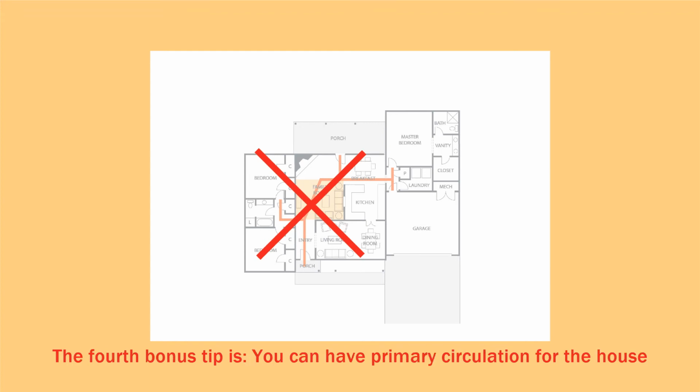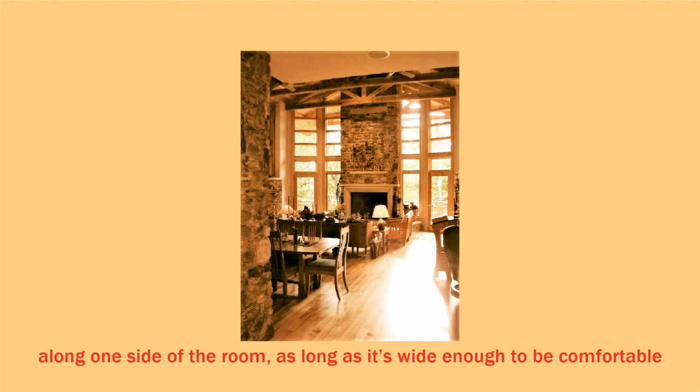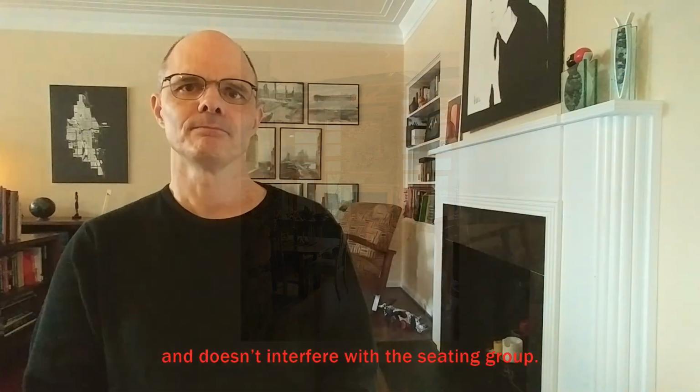The fourth bonus tip is, you can have primary circulation for the house along a side of the room, as long as it's wide enough to be comfortable and doesn't interfere with the seating group.